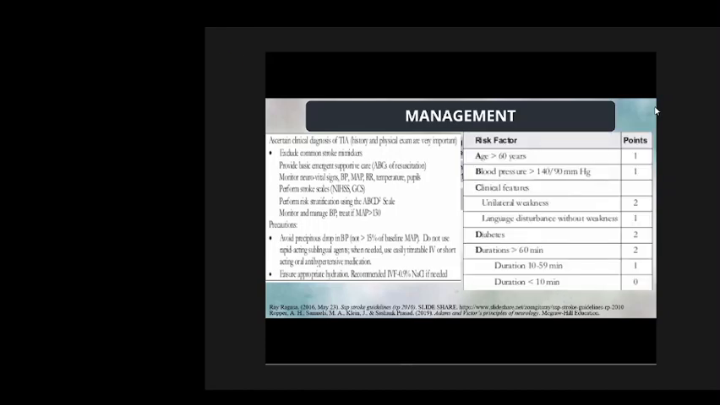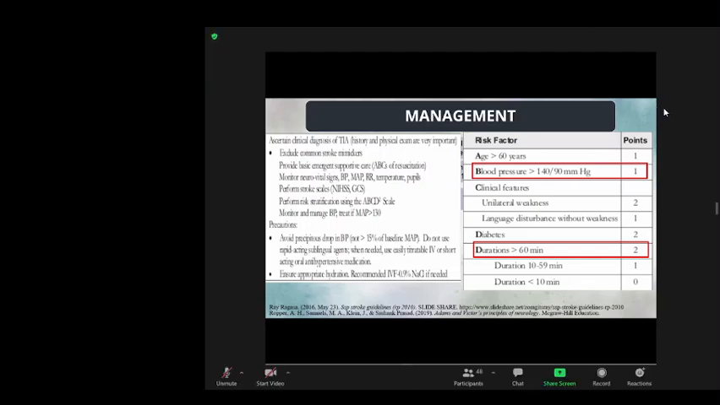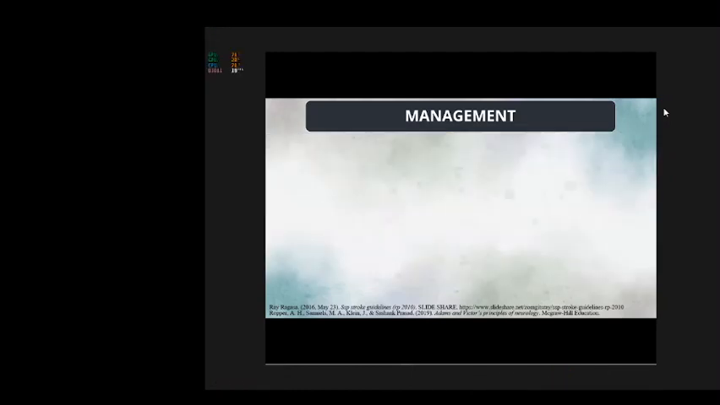Also, by using this ABCD2 diagnostic criteria, he has a blood pressure of 140/90, so plus 1, and duration of symptoms greater than 60 minutes, plus 2. This means this patient has a score of 3, which carries a high risk of early recurrent stroke. Therefore, it is reasonable to admit them.